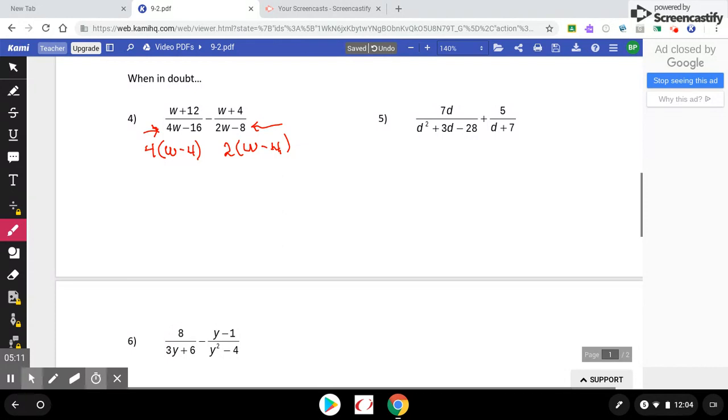Something else I like to do, which you don't have to, is cross off the old denominator because I don't need it anymore. I don't want you to accidentally use it twice. So I need the factored version, so I'm going to cross that guy off. Let's go a different color here.